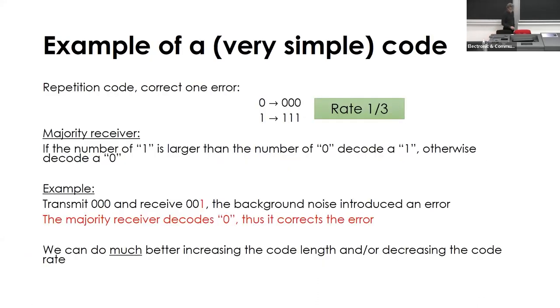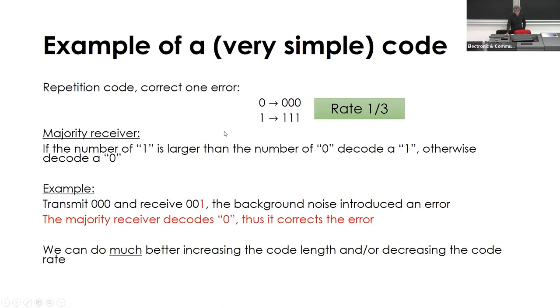And actually there is a very simple example here. I cannot go into the detail in 10 minutes, so I make this very simple example of a repetition code. If you want to transmit a zero, instead you transmit three zeros. You want to transmit a one, you transmit three ones. Then at the receiver, you simply take a majority rule. If the number of ones is larger than the number of zeros, you decode a one, otherwise you decode a zero, and that's it.